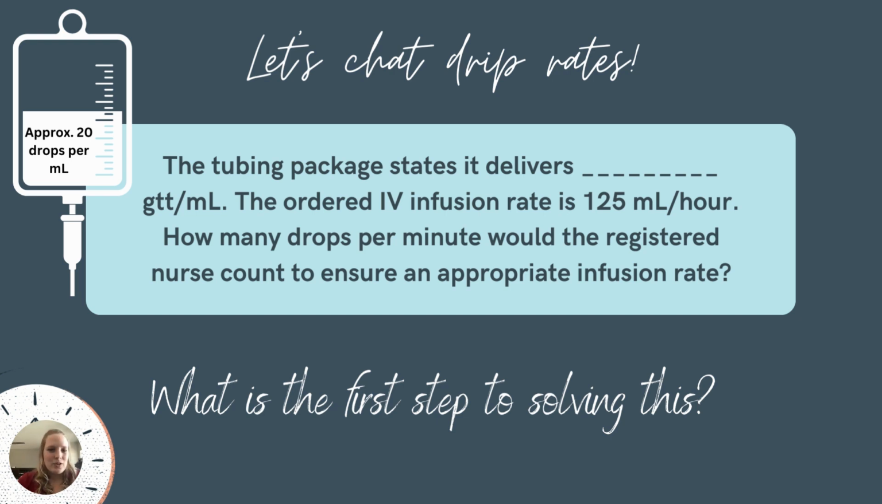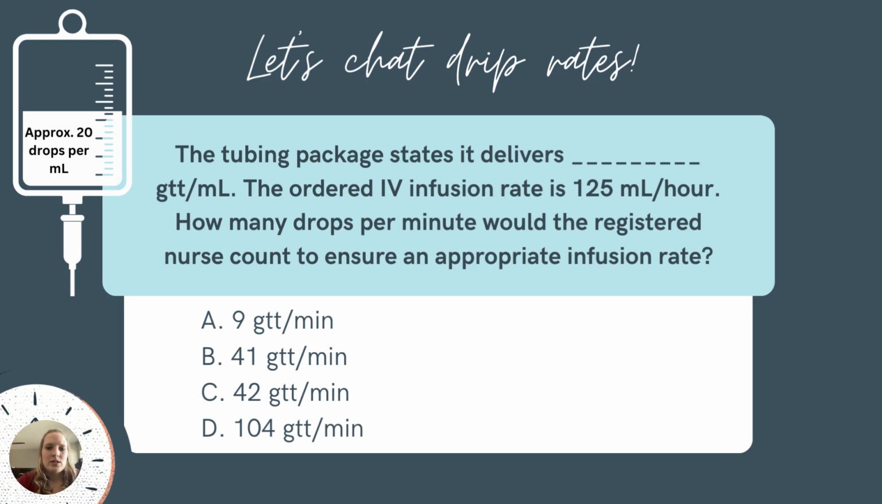So, what is the first step to solving this? Since we have the drops per milliliter and the milliliters per hour, first I would figure out how many drops will occur per hour. So 20 times 125 means that there are going to be 2,500 drops per hour. And then we can look at what the question is really asking, which is drops per minute.